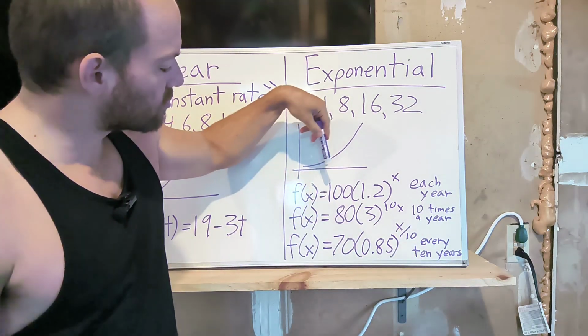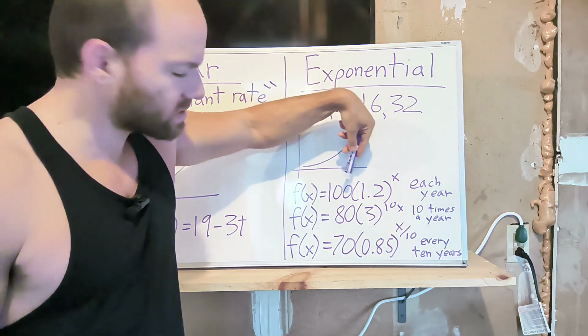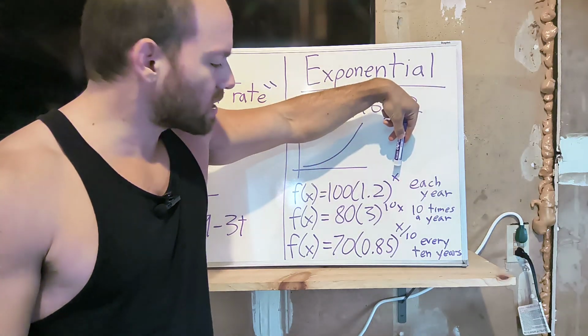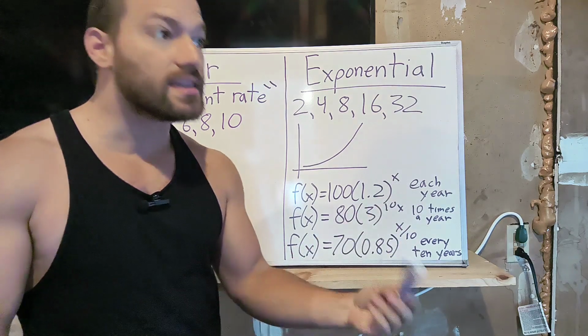And exponential equations look like this. You've got a number before parentheses, you've got parentheses with a number inside, and you've got some kind of exponent, and that's where the variable is, like the x, the t, whatever.